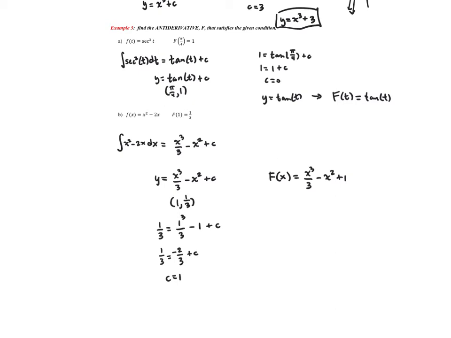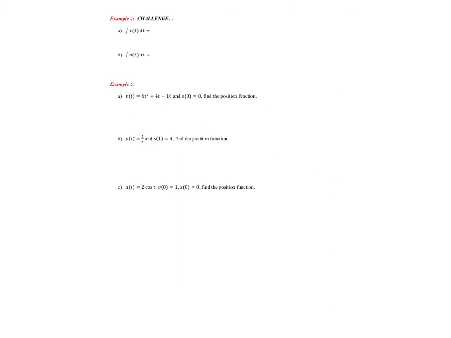All right, let's continue with some more examples. Okay, a bit of a challenge, but I think you're up for it. If you take the antiderivative of v of t, and let's refer to v of t as velocity, right? The antiderivative of velocity would be position function plus c. The antiderivative of acceleration would be velocity plus some constant of integration. So let's take a look at example 5.